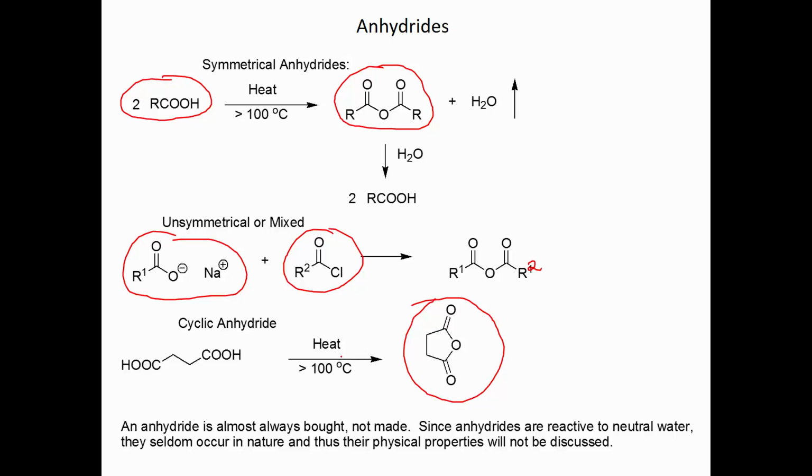In most cases, we don't make our anhydrides. The anhydride is usually bought, not made. There are some examples where we make it in situ. We generate it, then use it immediately, but for the most part, we don't make anhydrides. We buy them. Okay, we're not going to discuss their physical properties because they're not all that common of a functional group in nature. Again, they're due to the intervention of humans.